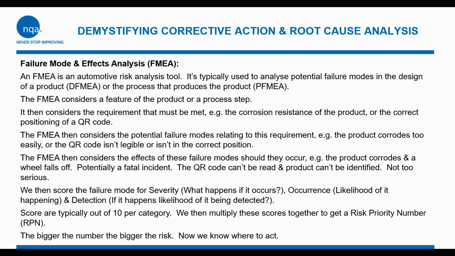The FMEA considers a feature of each and then drills into the potential failure mode. It considers the requirement that must be met. So for a product, it might be corrosion resistance or the correct positioning of a QR code on the product. It then looks at the potential failure modes. So the product corrodes too easily, or the QR code isn't legible, or it isn't in the correct position.